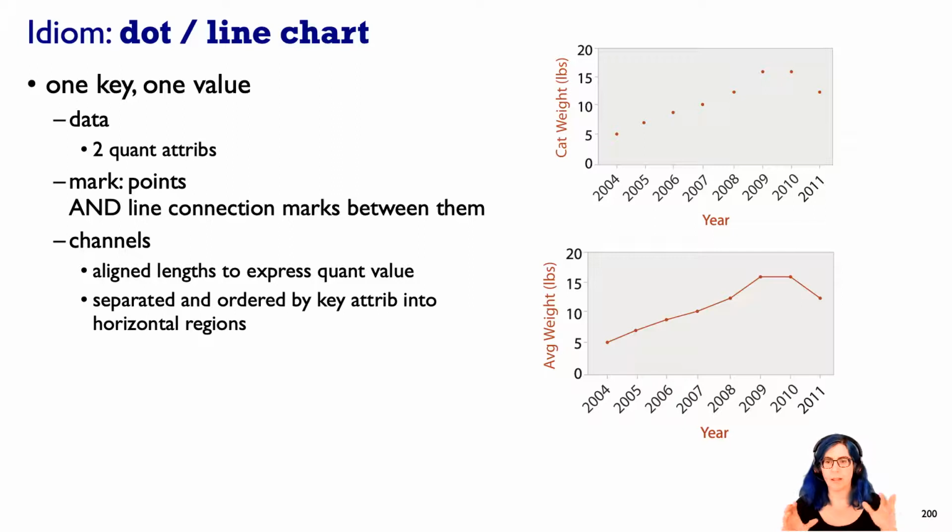And what's the mark type? Well, actually, what we're really doing is we're just plotting a point, and then we are connecting those points with connection mark lines. So it's sort of an interestingly complicated thing compared to a bar chart, which is actually straightforward from this point of view. And in fact, in many line charts, you actually just don't even draw those points and you only draw these connecting lines. And sometimes you even smooth them. So noticing what's happening there is even less clear. So we're still having this idea that we're expressing a quantitative value with these aligned lengths, that we are still separating and ordering by that key attribute into these horizontal regions.